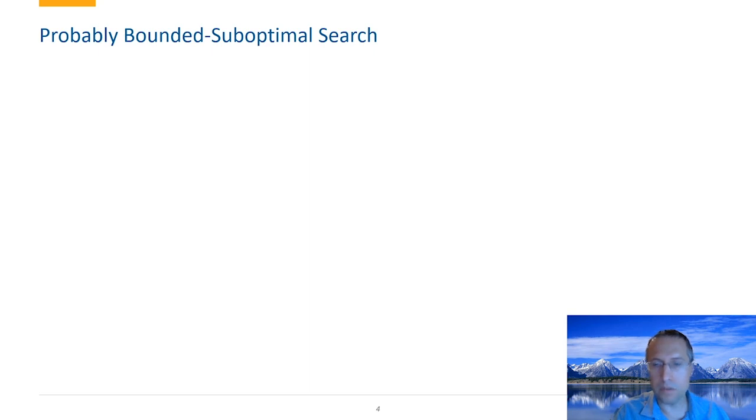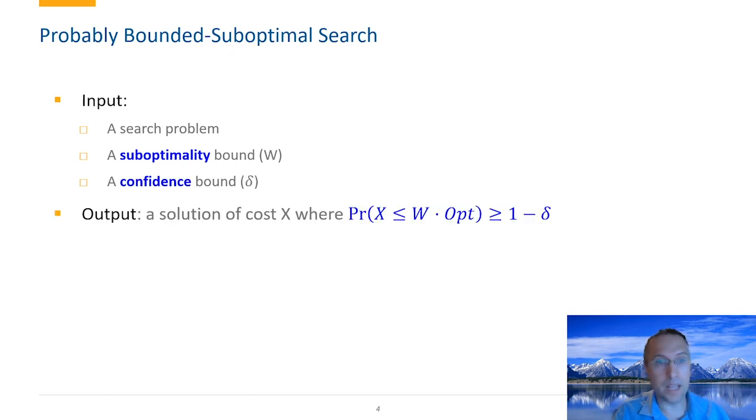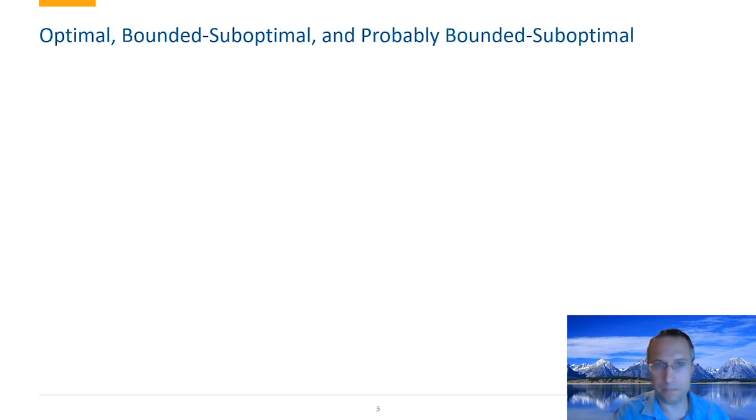We capture this intuition formally in the probably bounded-suboptimal search setting. In this setting, the input is a search problem, start, goal, and operators, a suboptimality bound W, but also a confidence bound delta. And the output that we want to get is a solution whose cost is x, where x is smaller than W times the optimal solution, with probability higher than 1 minus delta. This is a little bit complex, so let me put this in context.